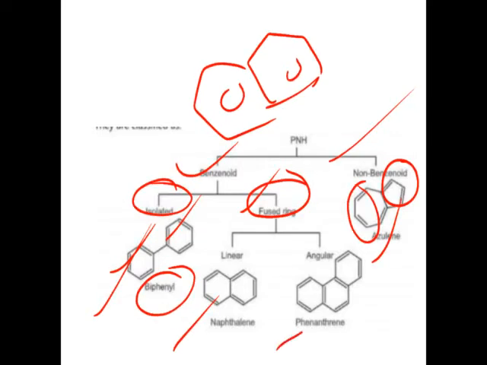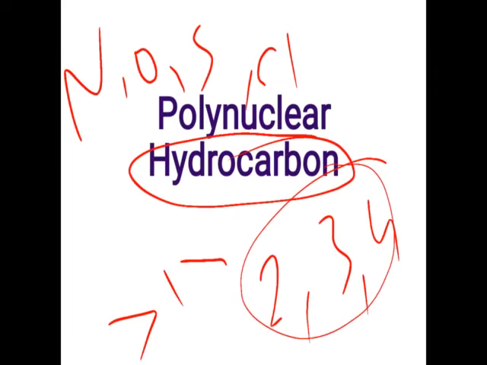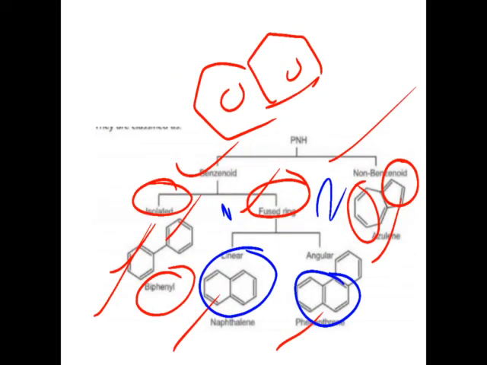Naphthalene is an example, phenanthrene is an example. Again these fused ones are classified into two types. One is the linear, second one is the angular. Linear means they are present in the straight form. So here you can say these are in the straight form. Angular means two are straight but the third one has a different angle with the first two, so they come under the angular. In this way the polynuclear hydrocarbons are classified.